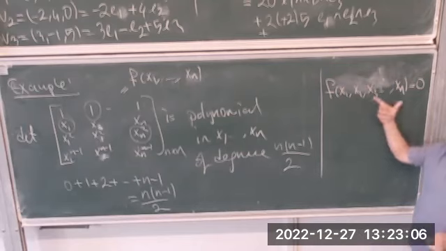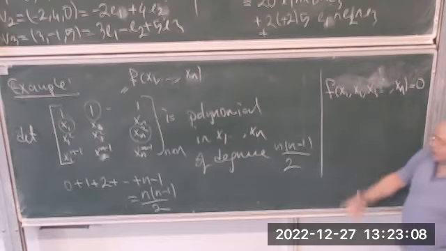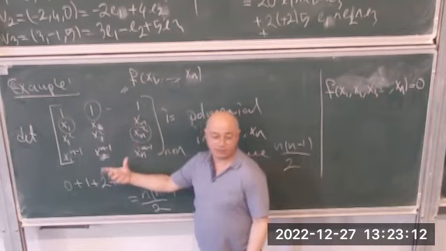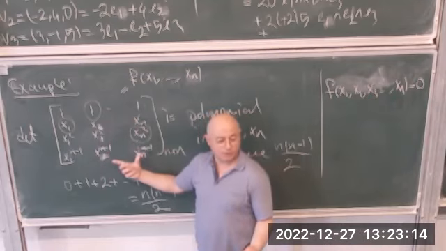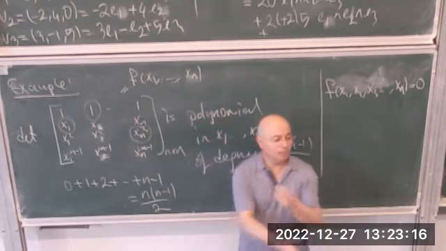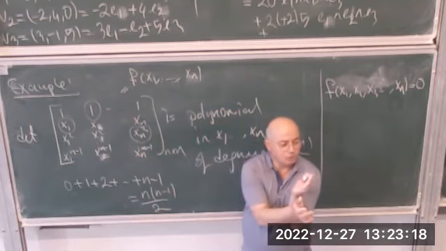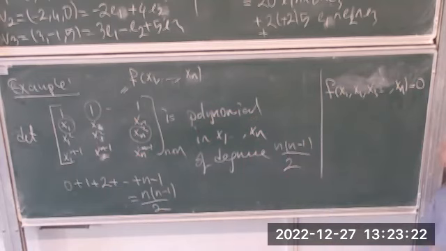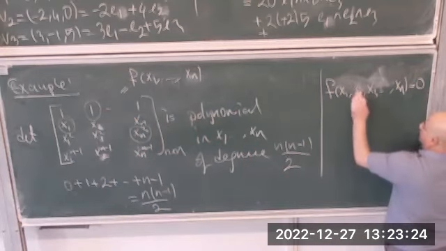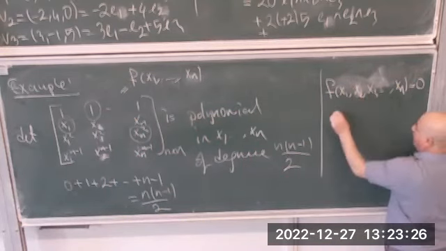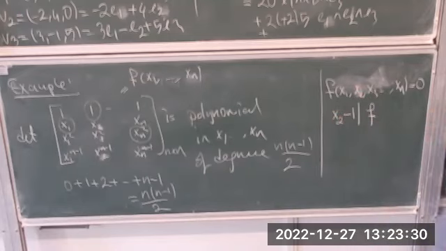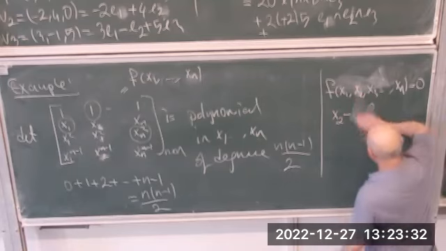Actually, if any two variables are the same, it means those columns are the same, but in that case, volume is 0, right? Yani n boyutlu bir şeye n-1 boyuta indirmiş oluyorsunuz. O yüzden de volume 0. Bu ne demek? This means x2 minus x1 divides this polynomial. x2 minus x1.